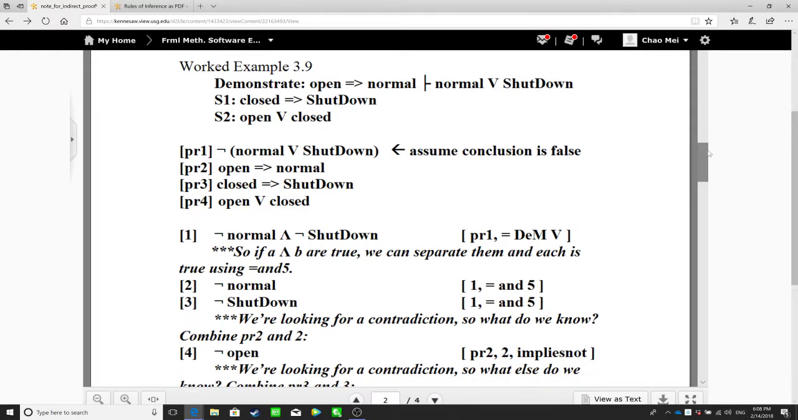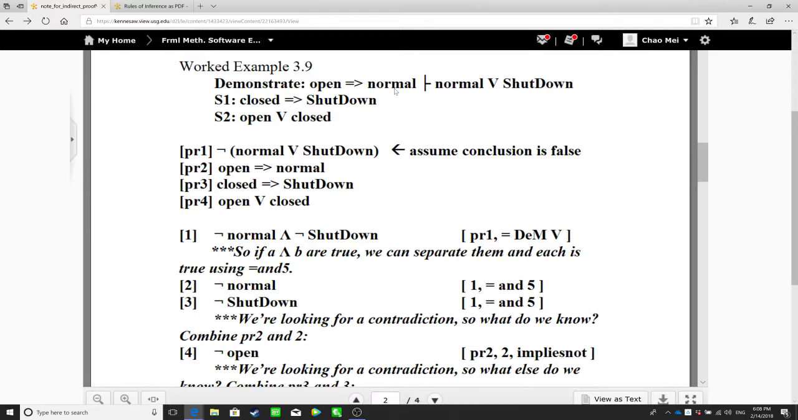Okay, this is another thing. Same thing here. This is what's been given to us. Two premises. Closed implies shutdown. Open or closed. We want to demonstrate open implies normal or shutdown. Actually, this is the conclusion. After this mark, the normal or shutdown is the conclusion. Okay, and this open implies normal, we treat it as another premise.